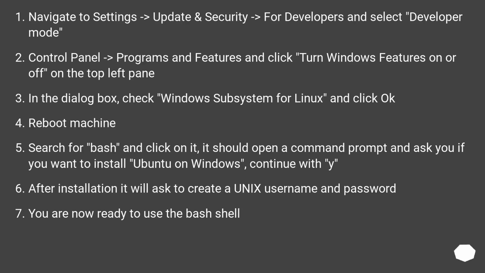Search for Bash and click on it. It should open a command prompt and ask you if you want to install Ubuntu on Windows. Continue with Y. After installation, it will ask you to create a Unix username and password. You are now ready to use the bash shell.